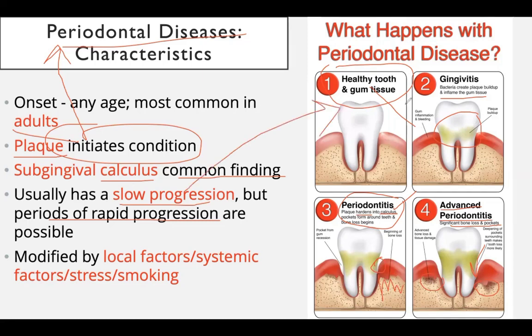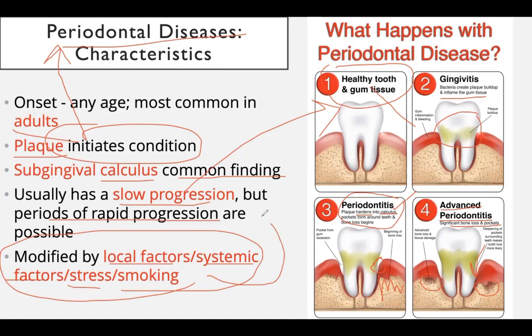So usually it is slow progression, but in the case of comorbidity, or in an immunocompromised patient like one with diabetes or leukemia, the disease will progress rapidly. This is modified by local factors, systemic factors, stress, and smoking. So these are some risk factors which will decide whether, once it has started, it will go slowly or quickly.